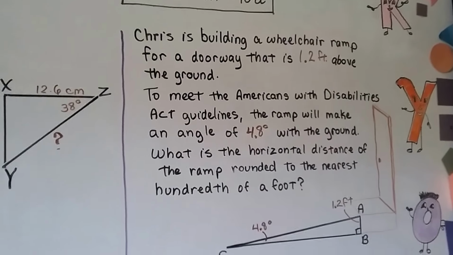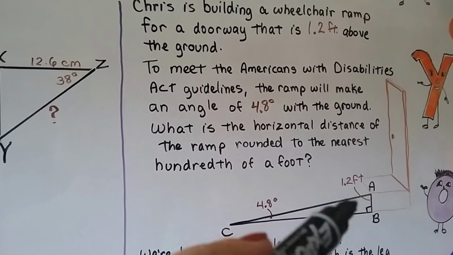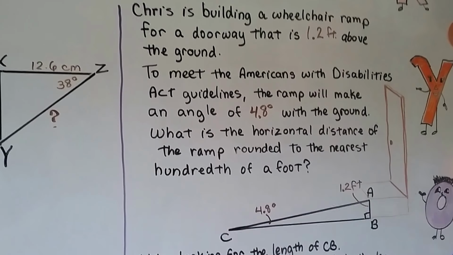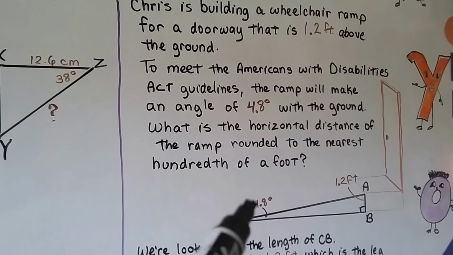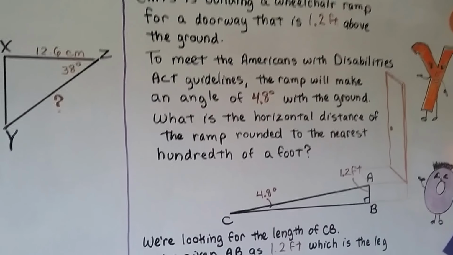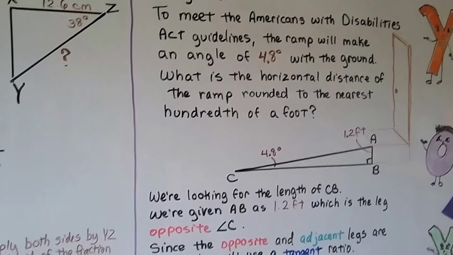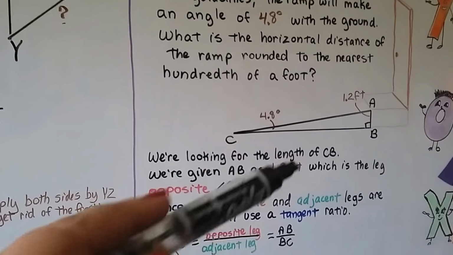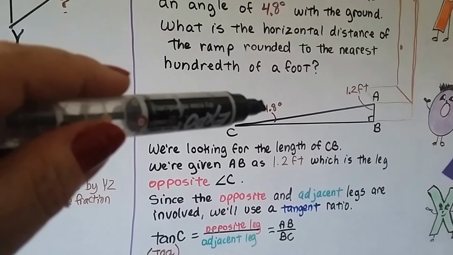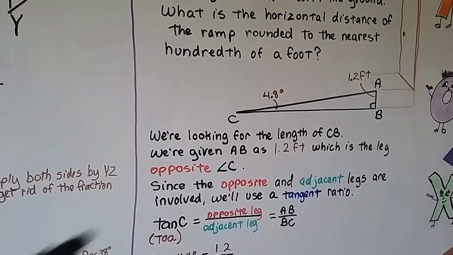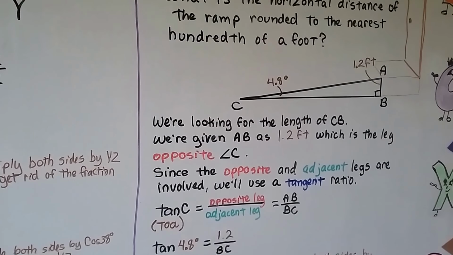And Chris is building a wheelchair ramp for a doorway that is 1.2 feet above the ground. Okay? So it's giving us that AB. To meet the Americans with Disabilities Act guidelines, the ramp will make an angle of 4.8 degrees with the ground. So what's the horizontal distance of the ramp rounded to the nearest hundredth of a foot? So we're looking for the length of CB, and we're given AB as 1.2 feet, and the leg opposite angle C, the 4.8, and since the opposite and adjacent legs are involved, we'll use a tangent ratio.